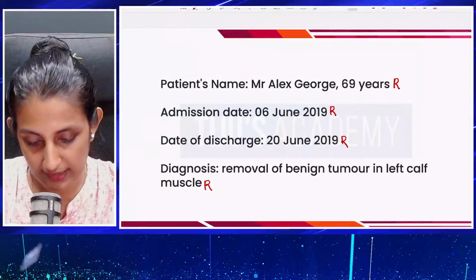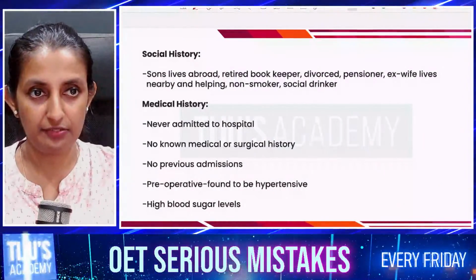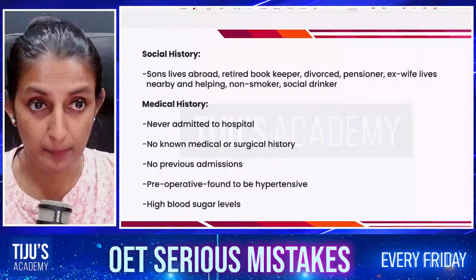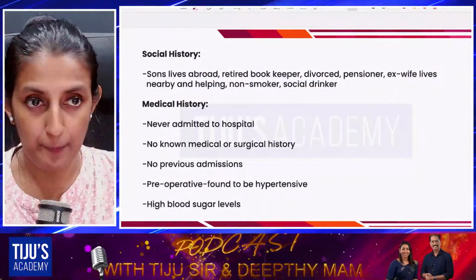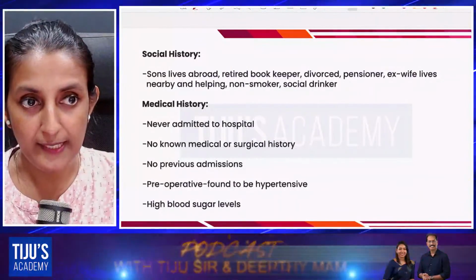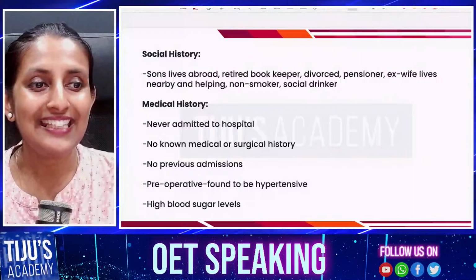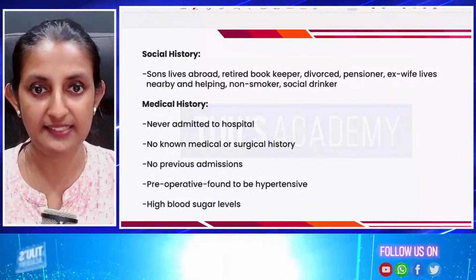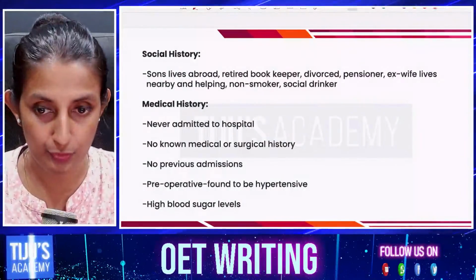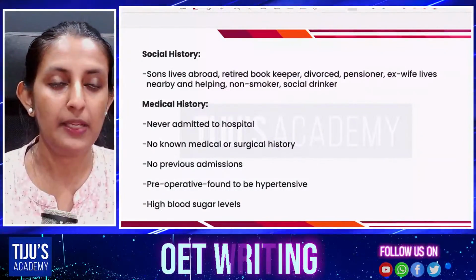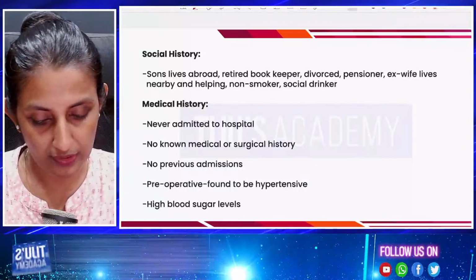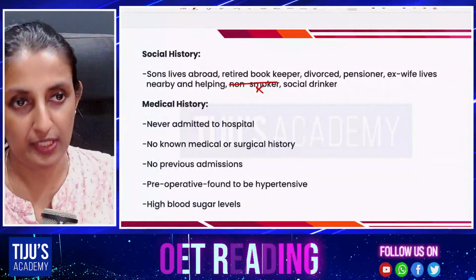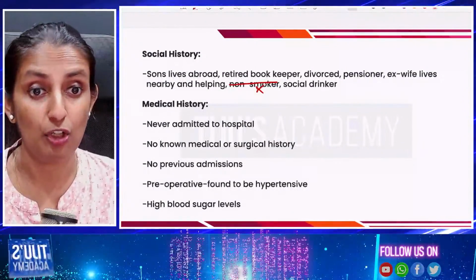Now let's go for the letter. Here in the social history, it's mentioned that son lives abroad. Retired bookkeeper, so he's a retired bookkeeper. His son lives abroad. Divorced, so he's a divorcee. Pensioner, and ex-wife lives nearby and helping. So even though he is divorced, his ex-wife is living nearby to him and she is helping him. Non-smoker, so if it is a non-smoker, we can completely eliminate this particular data. And social drinker means he consumes alcohol socially.